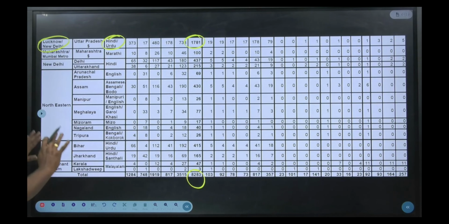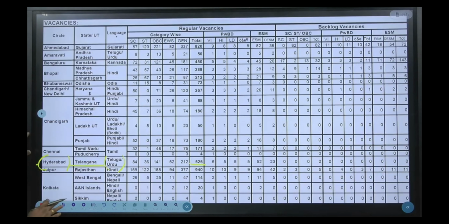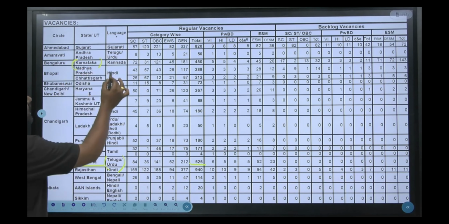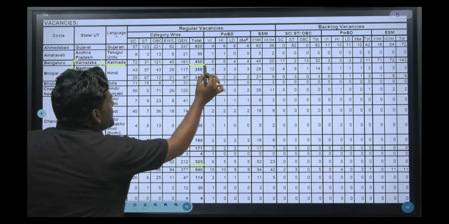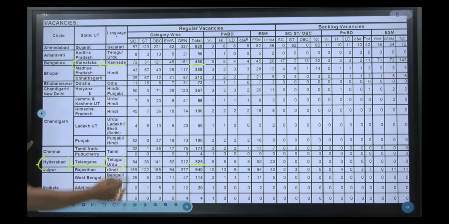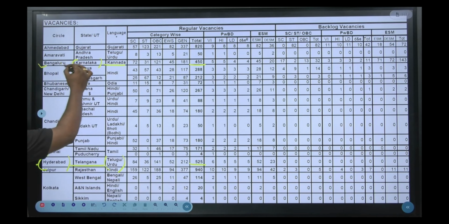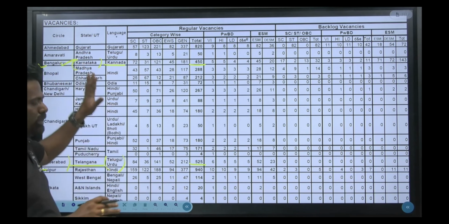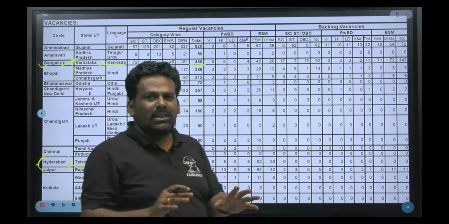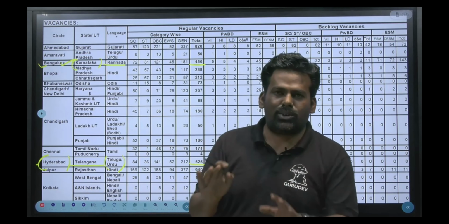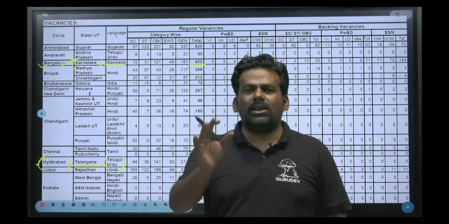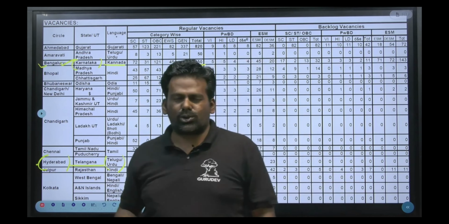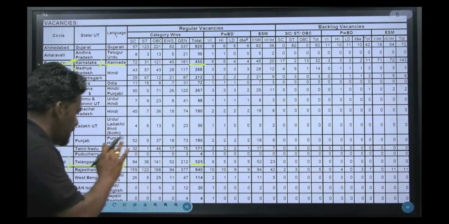Suppose you are from, say, Bangalore, that is Karnataka, the local language is Kannada, correct? So the total vacancies are 450, and you can apply for Bangalore circle, and if you are qualified, you will be transferred in that particular state only. You will not be transferred outside the state as a junior associate or associate. Okay, now this is very important.